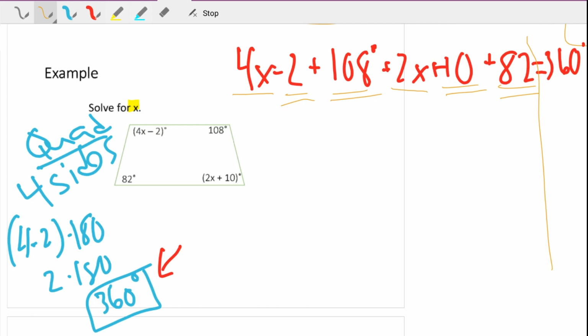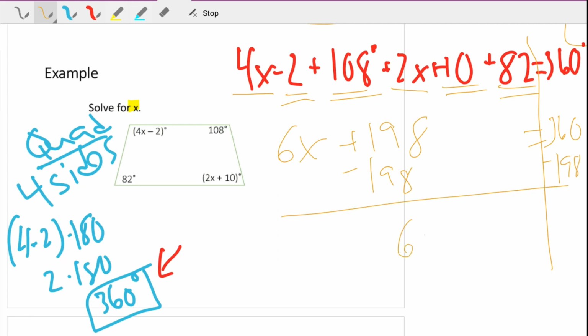And so after that, we can do 4x plus 2x, which is 6x, and then I can do negative 2 plus 108 plus 10 plus 82. Use a calculator. Stop trying to do this in your head. Okay, so the answer ends up being 198. So plus 198 is equal to 360, and then we could isolate the variable by subtracting 198 on both sides, and so we get 6x is equal to 162.